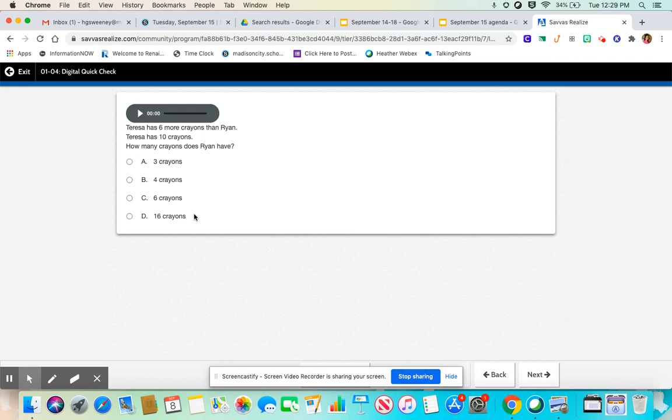Okay. He has 4 crayons. How did I come up with that? Because she has 10 total, which is 6 more. So 10 is the whole, 6 is one part, minus the other part. So that means 10 of the whole minus 6 leaves Ryan with 4.